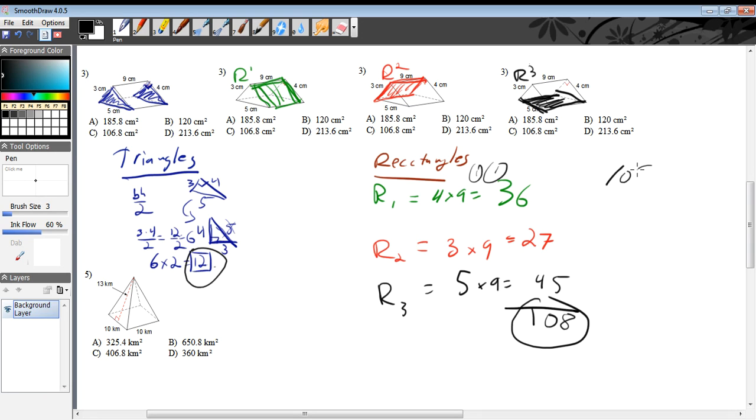So 108 plus 12 is equal to 120. So the answer is B, 120 centimeters squared.